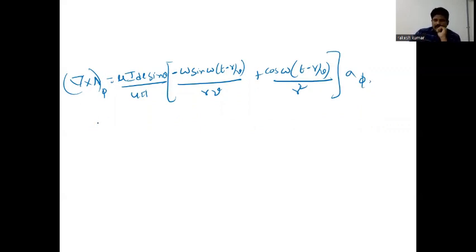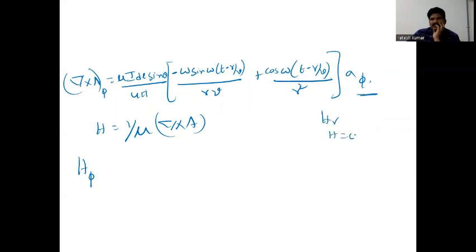Now you know, what is the expression for H? H is simply 1 by mu into del cross A. Since we are getting only the phi direction, what is the value of H_r and H_theta? H_r and H_theta values are 0. Therefore, what is the expression for H phi? One mu will get cancelled.